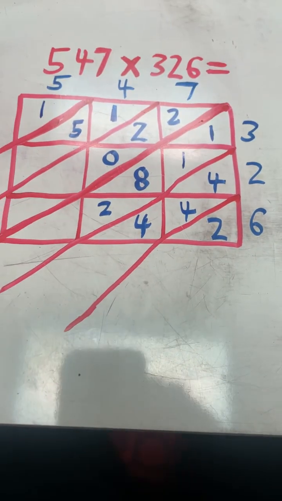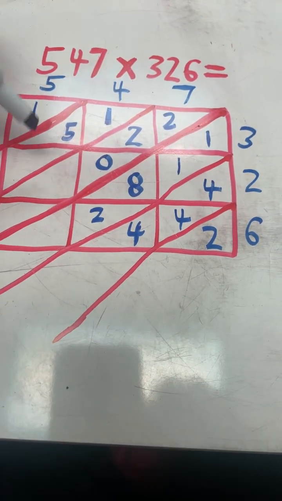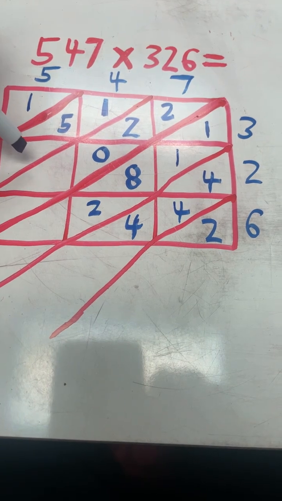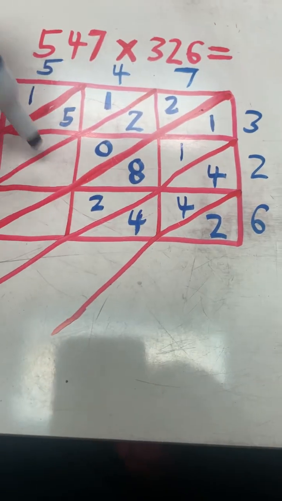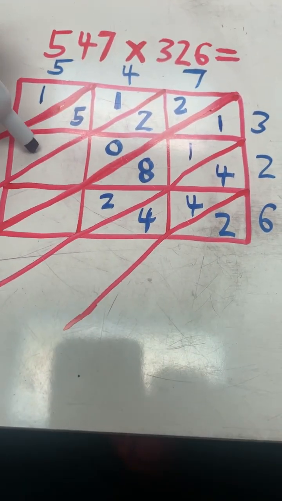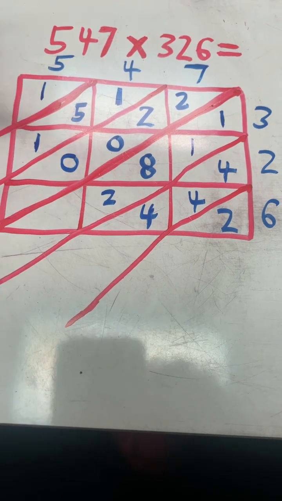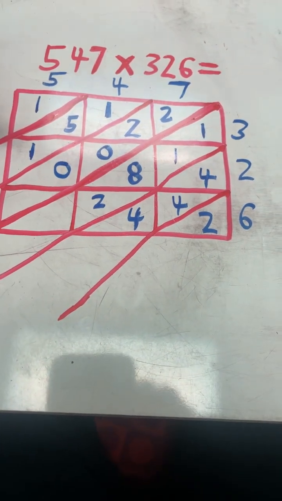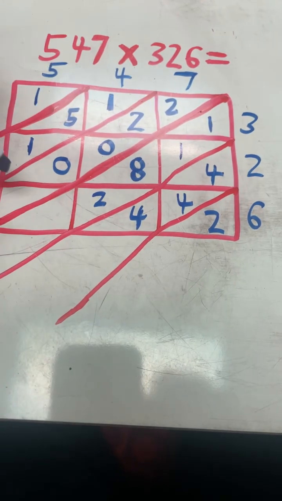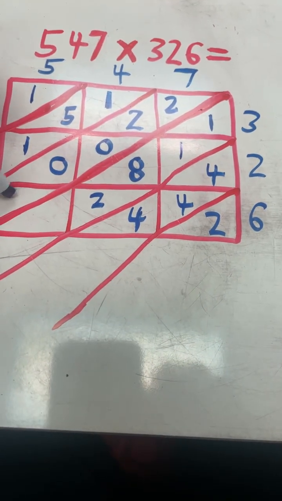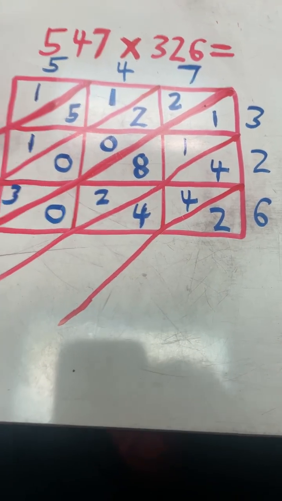5 times 2 equals 10. The answer to 5 times 2 goes in this square. So we're putting a 1 in the first triangle and a 0 in the second triangle. And 5 times 6 equals 30. So we put a 3 in the first triangle and a 0 in the second triangle.